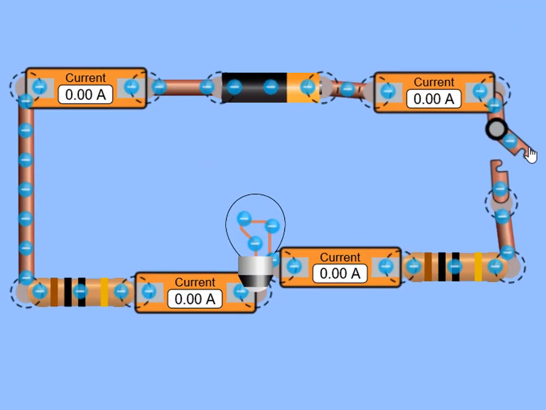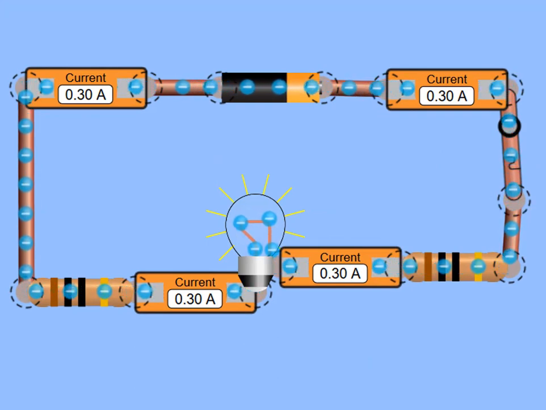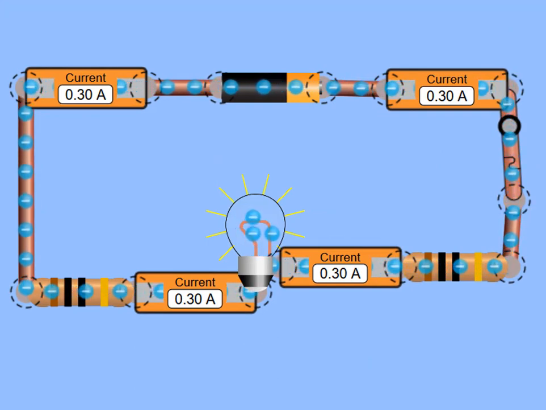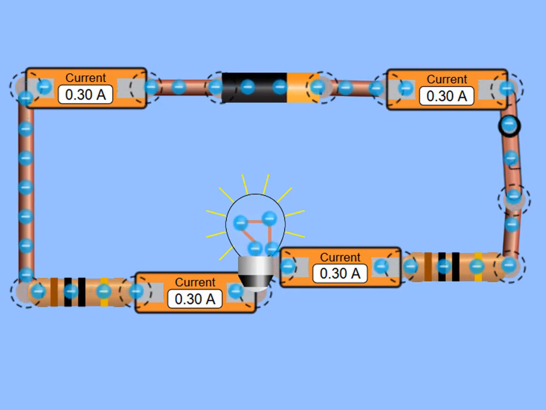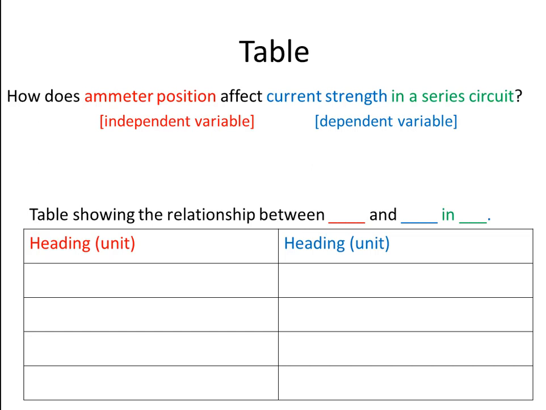So now we go back to our simulation, we close the switch, and what do we see? All the ammeters read the same reading. Is that what you predicted? Why do they all read the same reading? Before we can discuss that, we need a table into which we can put our data.